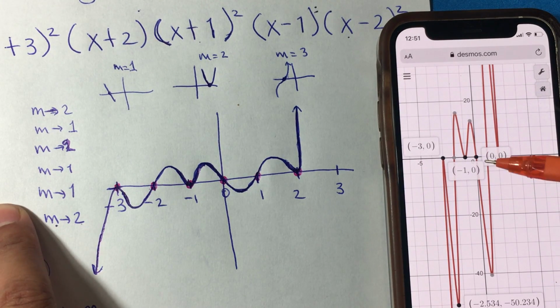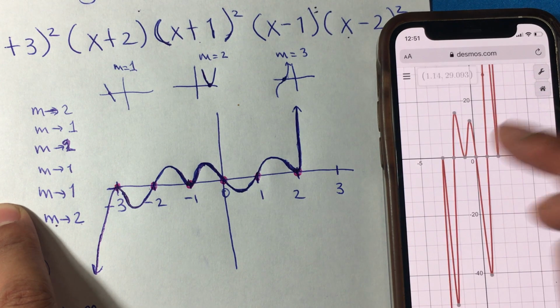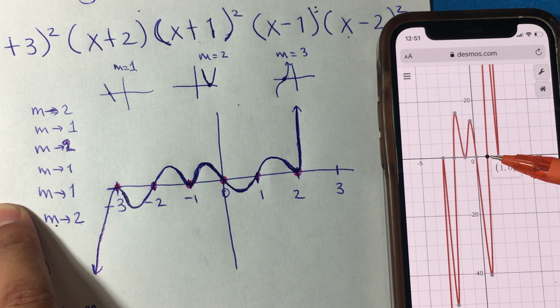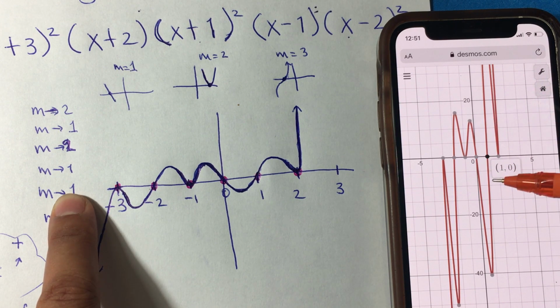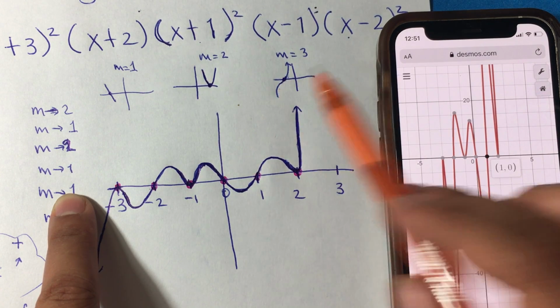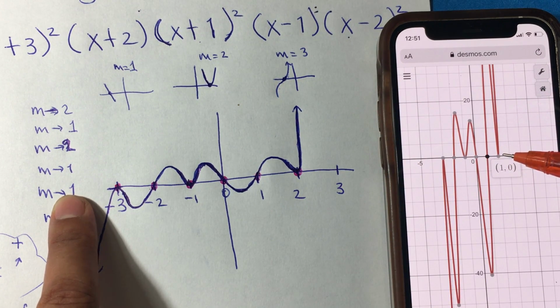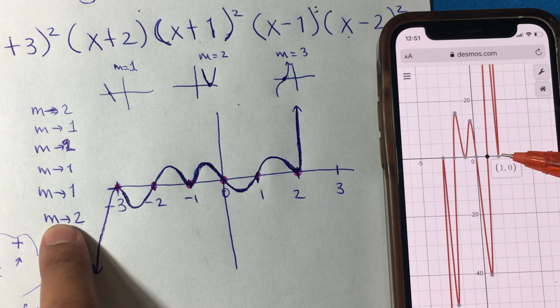At 1, it's right there. It just goes through in a straight manner. When I say in a straight manner, I mean it doesn't create the cubic curve. And so finally, at 2, multiplicity 2, so it touches and it bounces.